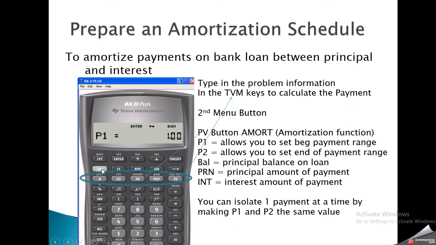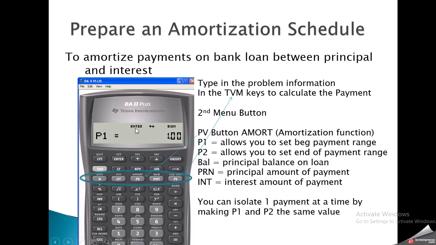Go right into your second menu button and then hit the PV button, and that takes you into this amortization function. AMORT is the abbreviation for amortization. And then when you go in there, this is the first screen you'll see. It pops up, our P1 is equal to what? So our P1 is saying our payment one. So if we want to isolate one payment at a time and build that amortization schedule, our P1 is 1.